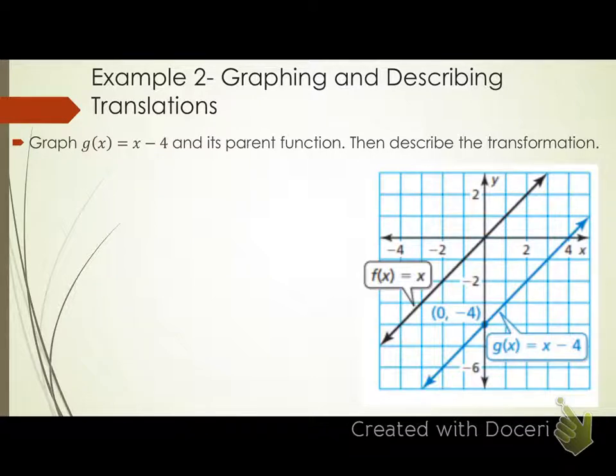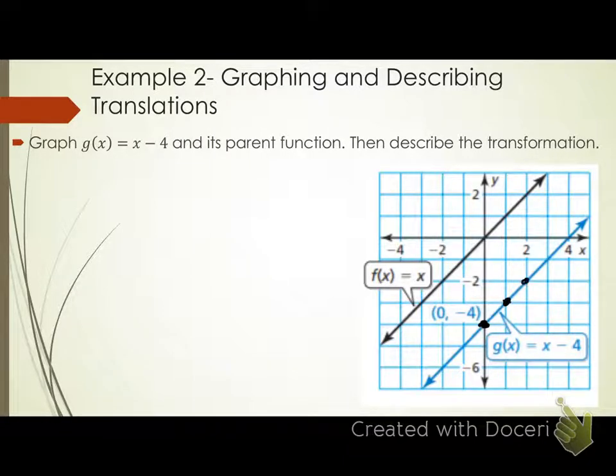Zero, negative 4. So we put a point at negative 4 on the y-axis. And what's my slope? The number times x: 1. Rise over run, right? 1 over 1. It's a positive 1 over a positive 1. I go up 1, right 1 to get to my next point. So up 1, right 1.